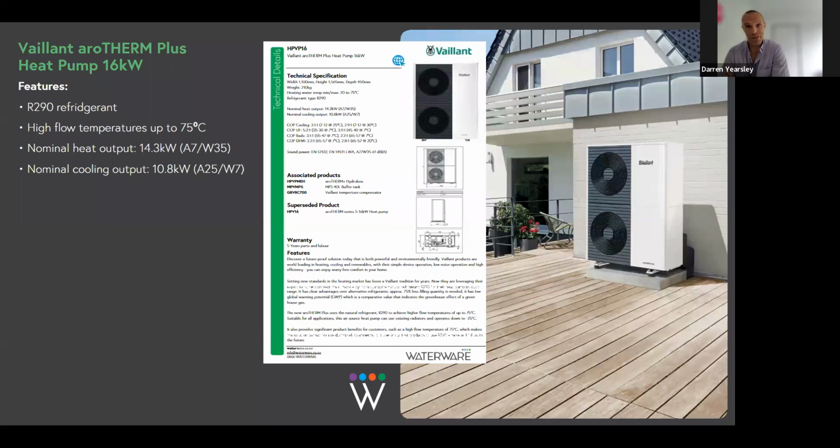But the key advantage for us in this application is high temperature output. It will go up to 75 degrees. So that allows us to reliably sterilize the tank. It allows us to do this dynamic boosting when the solar system is in production.